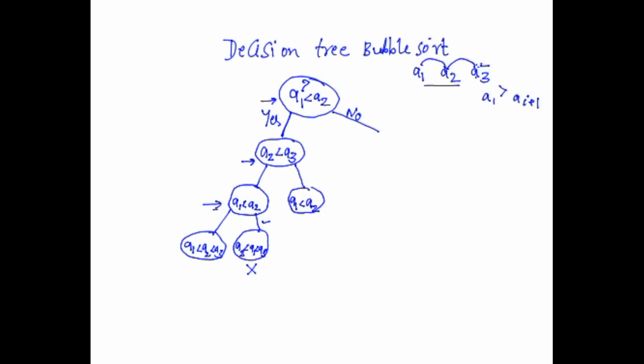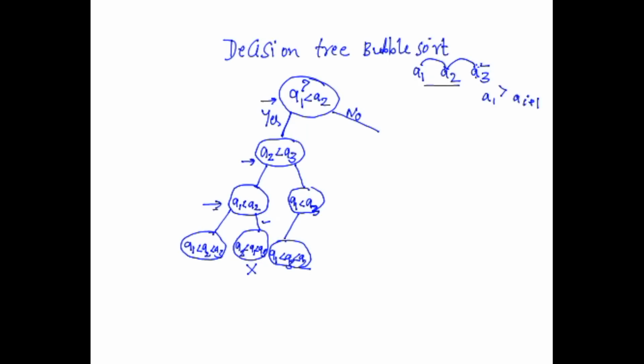Compare A1 with A3, because A3 has been swapped with A2. A2 is the largest number, so we will compare A1 with A3. If the answer to this is yes, that means A1 is the smallest number: A1 is smaller than A3, which is smaller than A2.